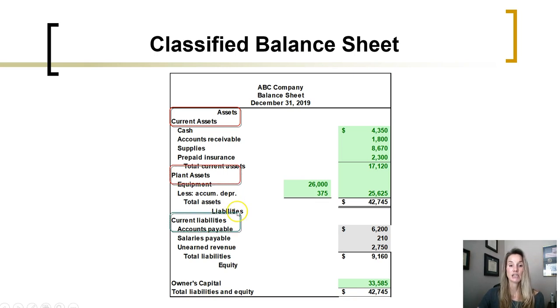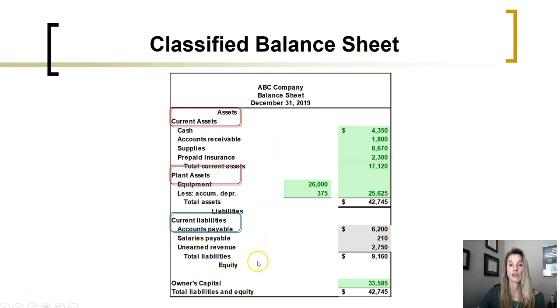Down here in liabilities, we are seeing that all of their liabilities are current. All of these liabilities have to be paid off sometime within the next year or operating cycle. They don't report any long-term liabilities. If they did, they would have a separate section for long-term liabilities following their current liabilities section, prior to the equity section.